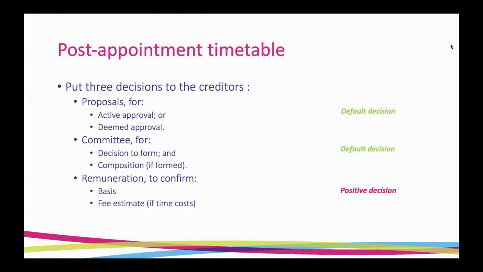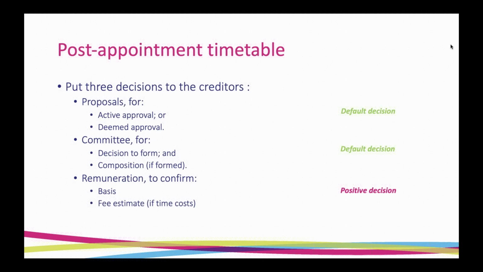There are three key decisions that you have to put to creditors following your appointment. First one is the strategy, your proposals. And although creditors have to approve your proposals, that needn't be by a positive vote. It can be by deemed consent, or if you're on a paragraph 52.1 track, it can be by deemed approval.